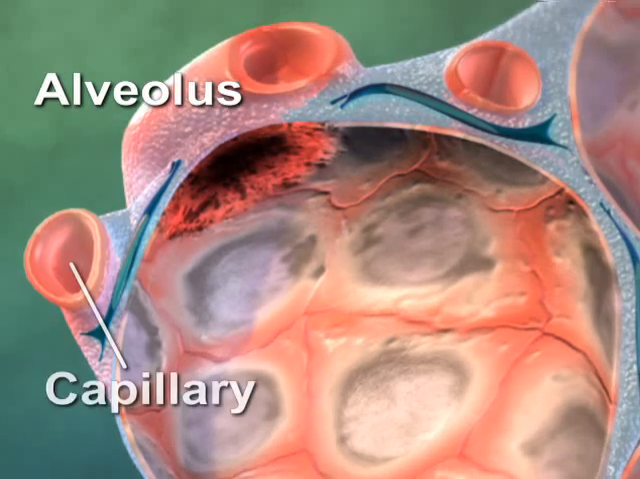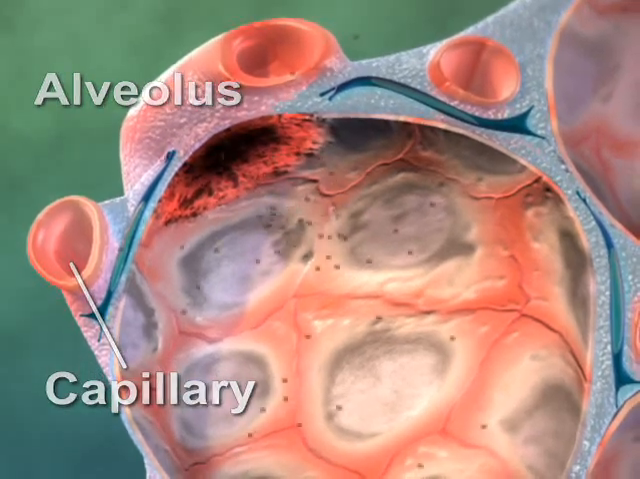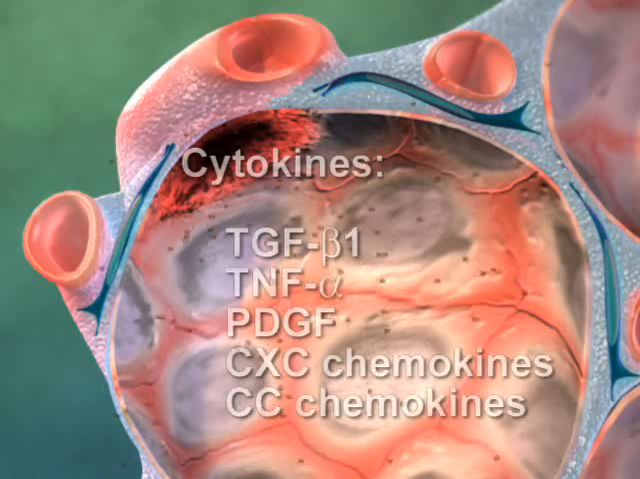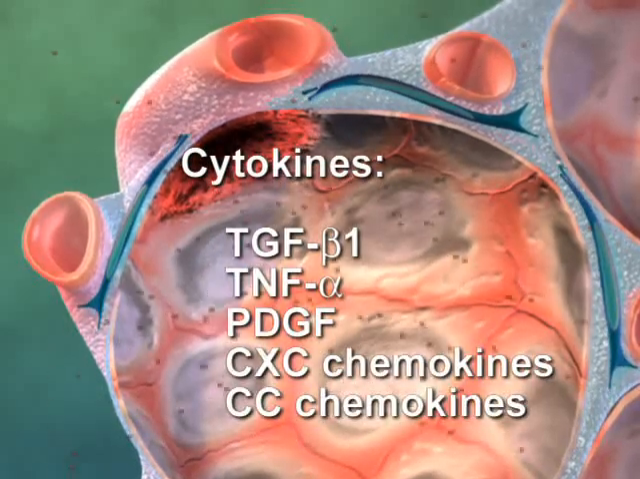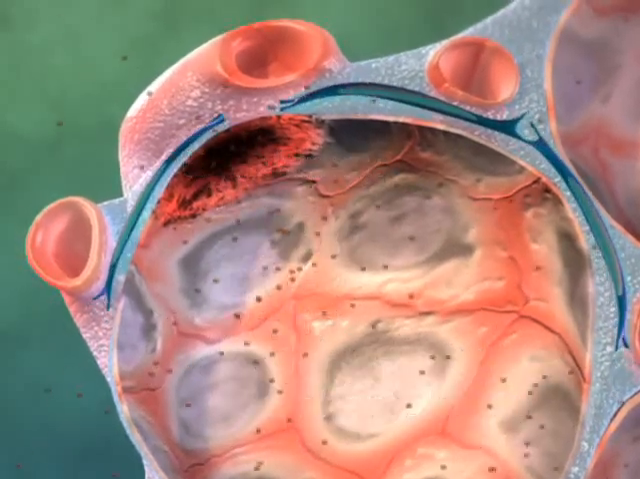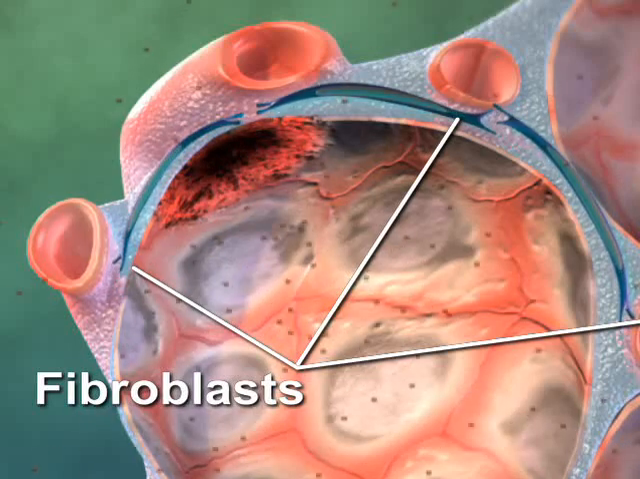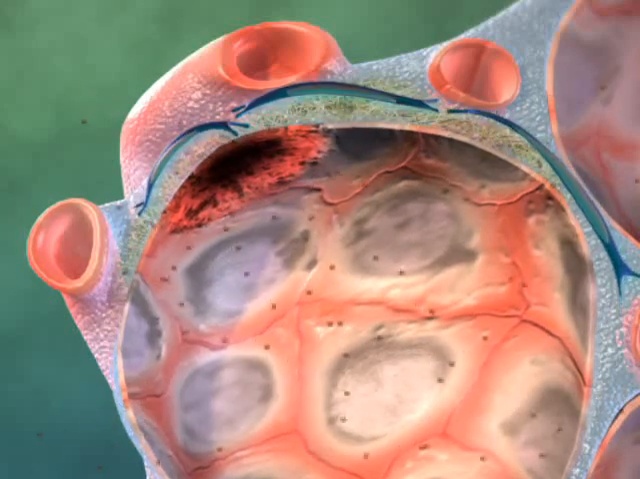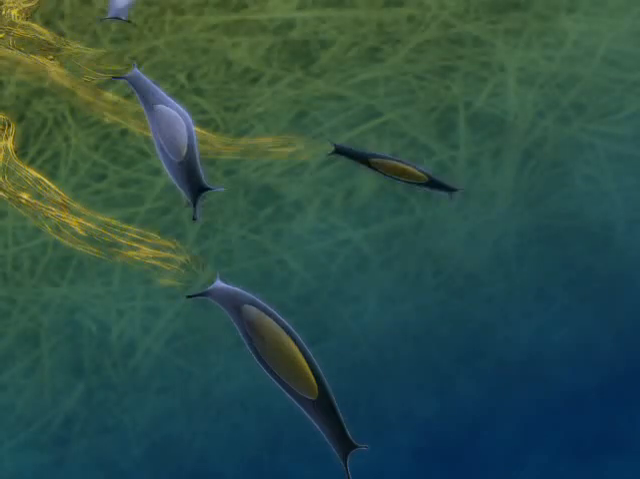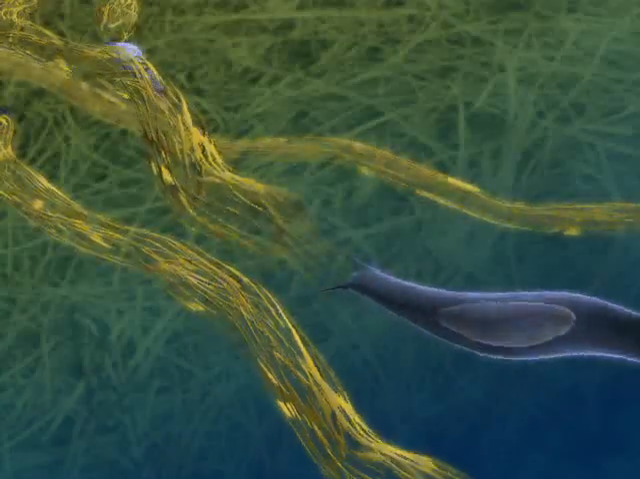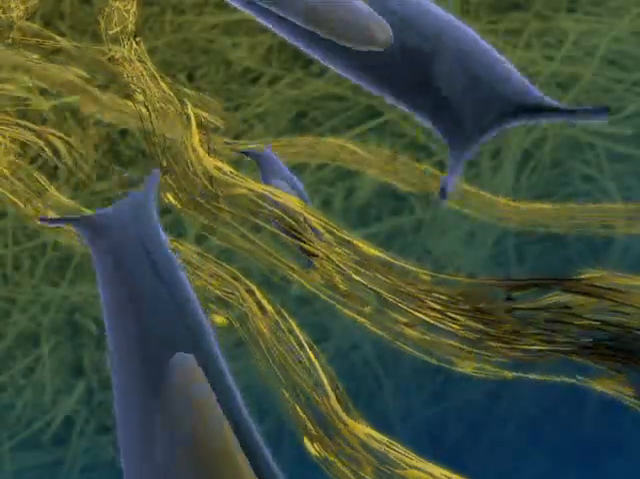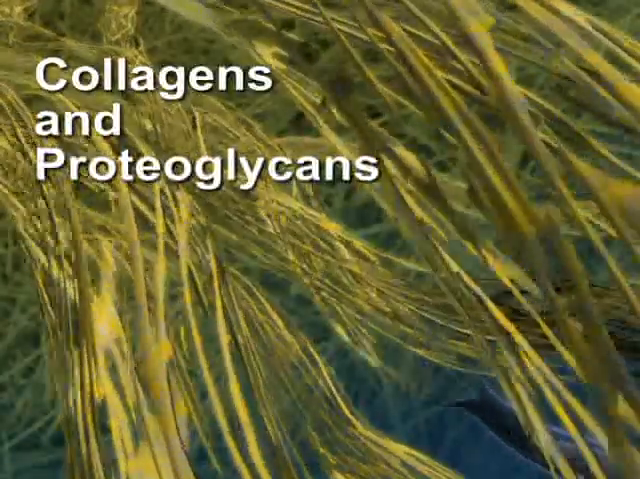Damage to the alveolar capillary wall and its basement membrane leads to the release of profibrotic cytokines into the region of injury. These mediators initiate fibroblast migration and promote their proliferation and differentiation into myofibroblasts. In IPF, these cells lay down an overabundance of extracellular matrix proteins, such as collagens and proteoglycans.